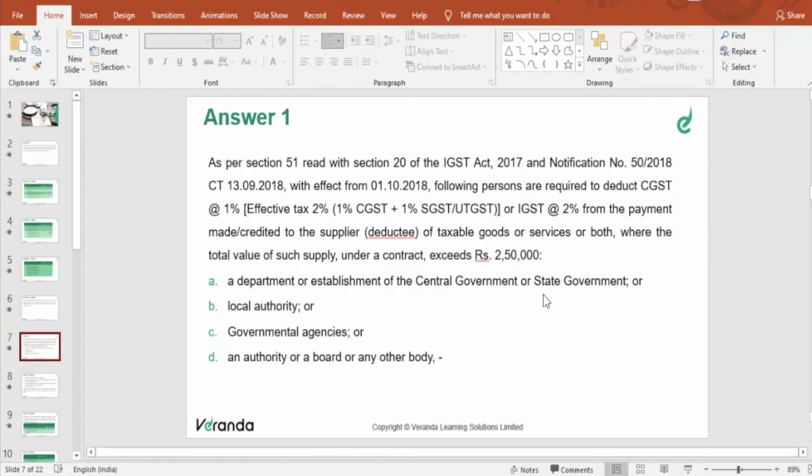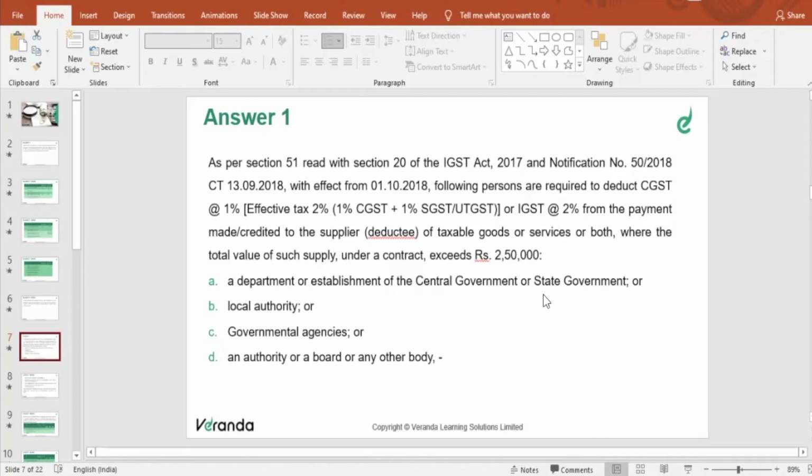So here that person is providing taxable goods or services or both, where the total value of such supply under a contract exceeds rupees 2,50,000. I would catch 3-4 things from here. One, the rate is 2% effective rate. Two, the payment when it is going to be deducted from the payment being made or credited to the supplier. Three, of taxable goods and services. And four, where the contract exceeds 2,50,000. Four crux points, one section, very clearly taking it up.